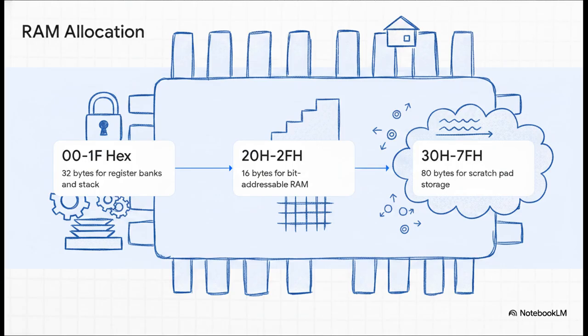Step 2, moving up a level. The next 16 bytes, from 20 hex to 2F hex, well, that's your bit-addressable read and write memory. And step 3, the penthouse. The top 80 bytes, stretching from 30 hex up to 7F hex, act as the Scratchpad RAM. That's used heavily for storing general data and parameters. Locking these 3 distinct zones into your memory right now is going to be your secret weapon on test day.